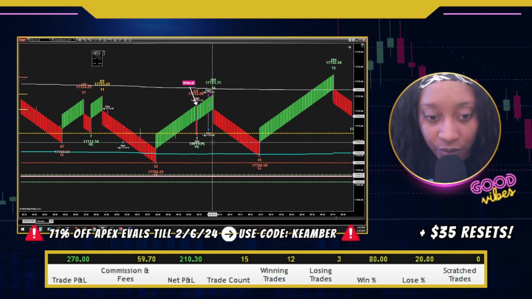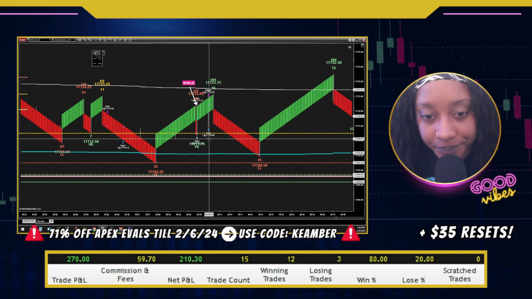That's a rule, and it's the one rule that I continue to forget. If it doesn't completely clear it, or if it comes back and goes through the body of the entry candle, just don't take it with this particular setup.